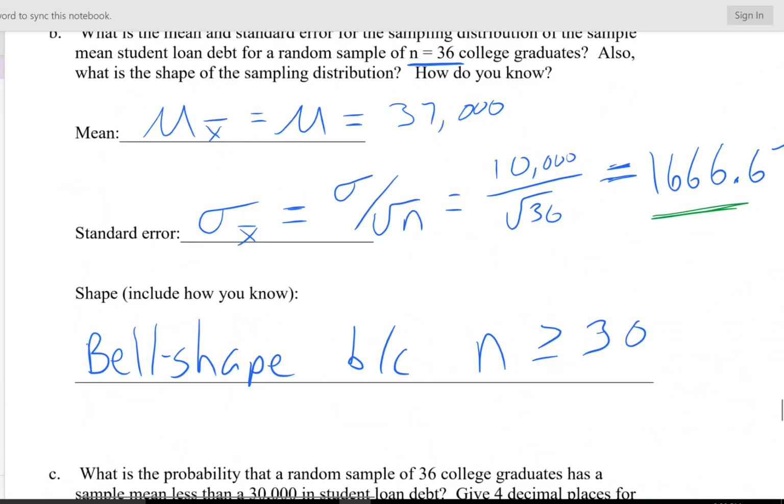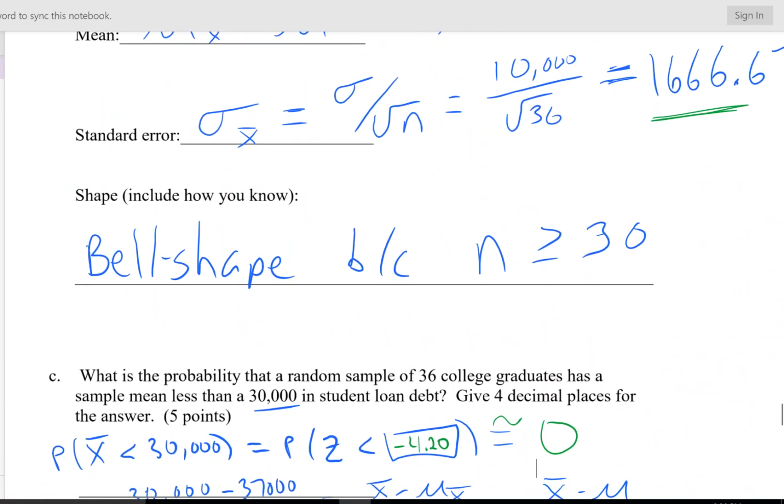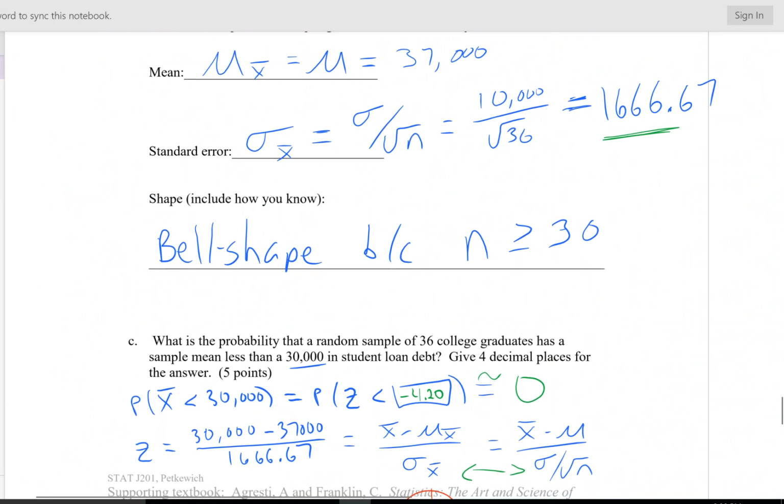All right, and so that concludes a couple of examples for applying the properties we learned about the sampling distributions.